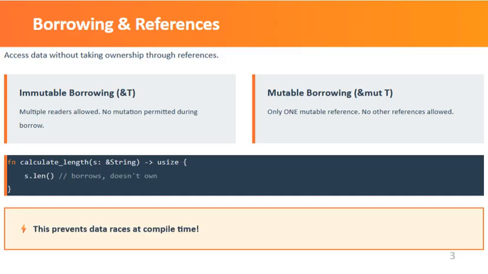Immutable borrowing allows multiple readers but no mutation. Mutable borrowing allows only one mutable reference with no other references allowed. This simple rule prevents data races at compile time, making concurrent programming safe.